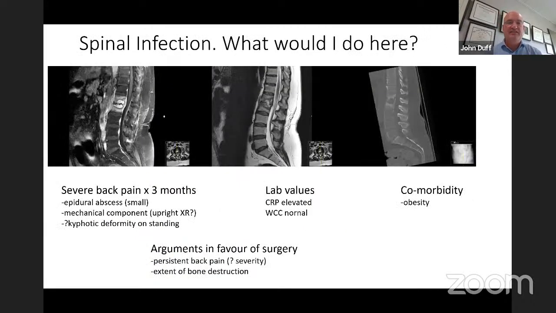So getting back to the case, what would I do here? You look at the pictures here, and clearly you can see the nidus of the infection is at the disc space here, I think L1, L2.